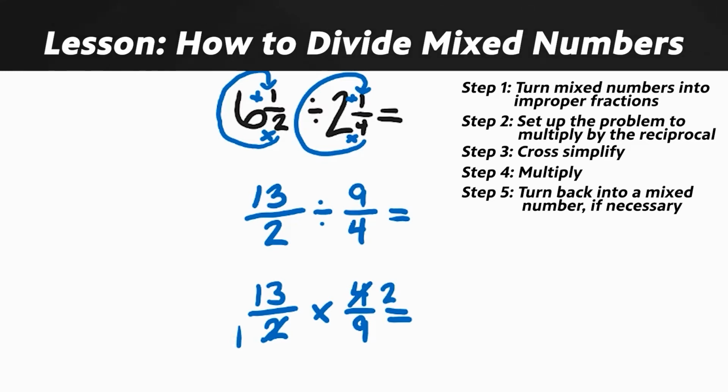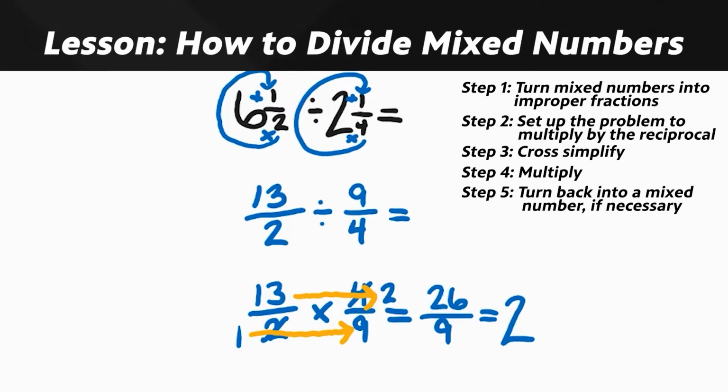Step 4 is to multiply. 13 times 2 is 26, and 1 times 9 is 9. Step 5 is to turn back into a mixed number if necessary. And since we ended with an improper fraction, it is necessary. 9 goes into 26 2 times, so we'll put a 2 as our whole number. And it would take 8 more to count up to 26, so that becomes our numerator. The denominator stays the same, and we now have our final answer of 2 8/9.